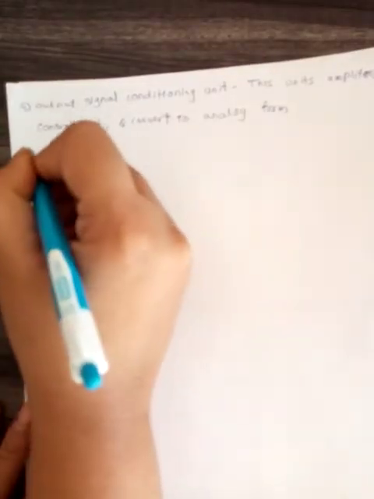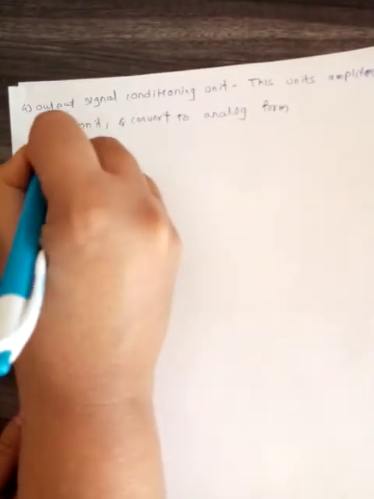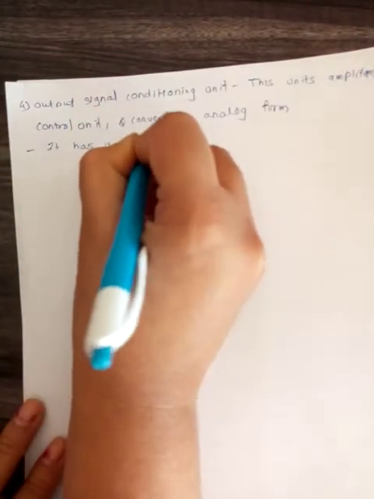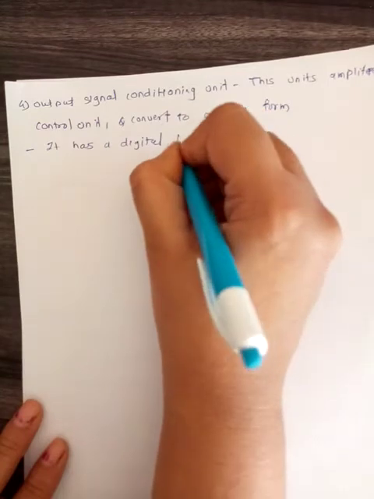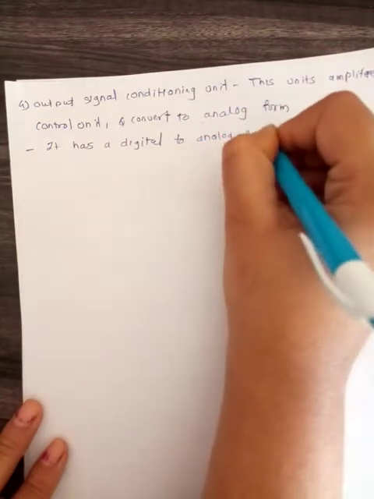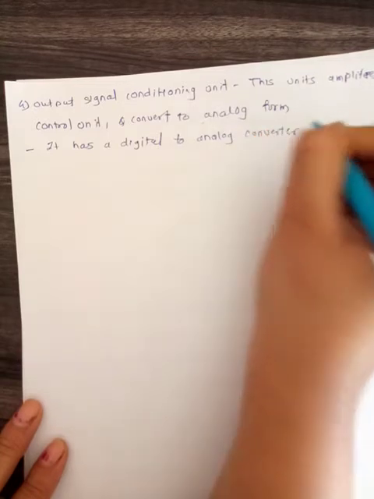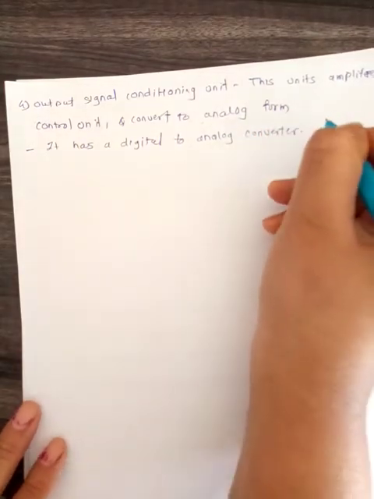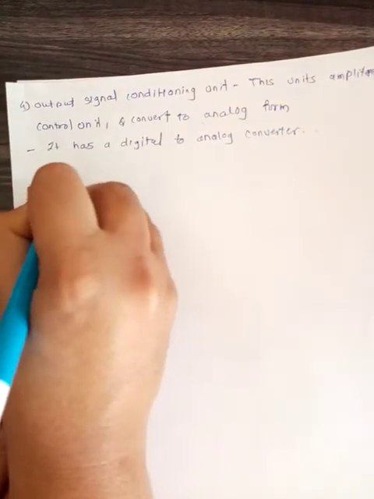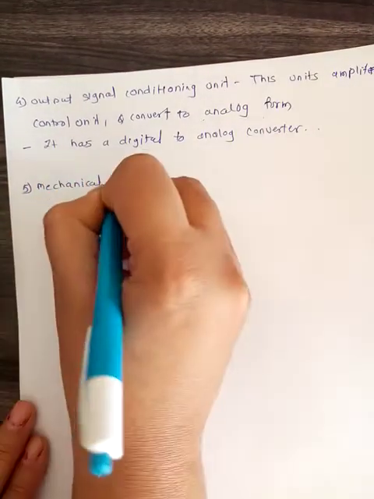Okay, then it has a digital to analog converter. Okay, next will be the mechanical actuator. Then what is the mechanical actuator?